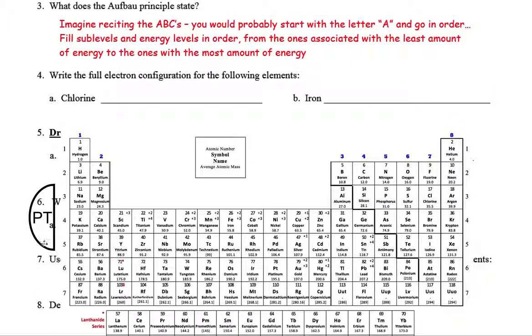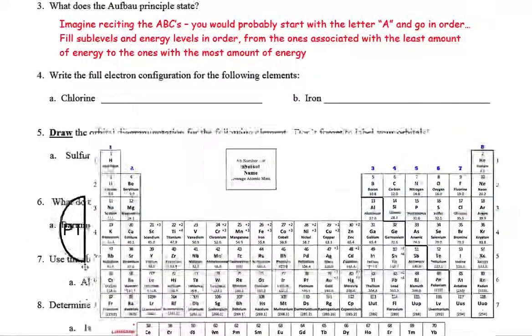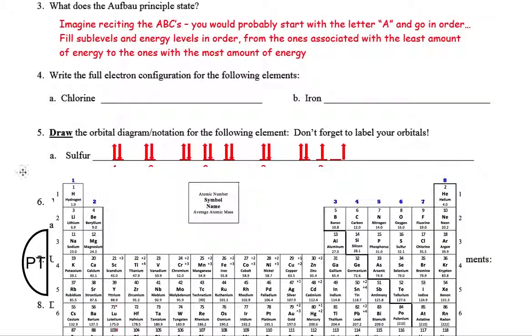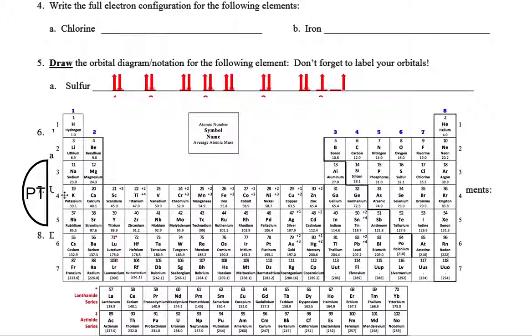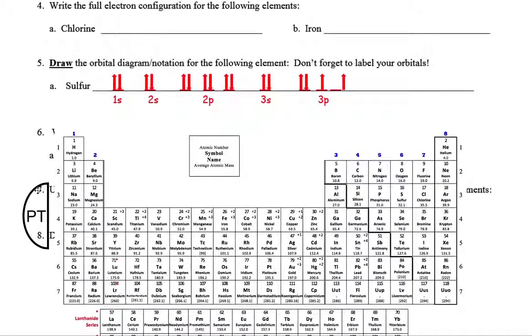All right, let's now look at the orbital diagram for the following element. Well, in this case, we have sulfur. So the orbital diagram is a little different because it asks you to draw arrows. So basically, you do the same thing, you just draw arrows for everything. Now, sulfur is over here. It ends in the third energy level.